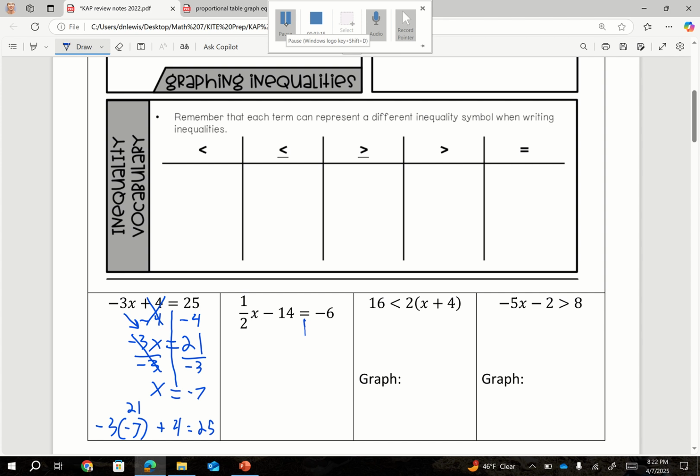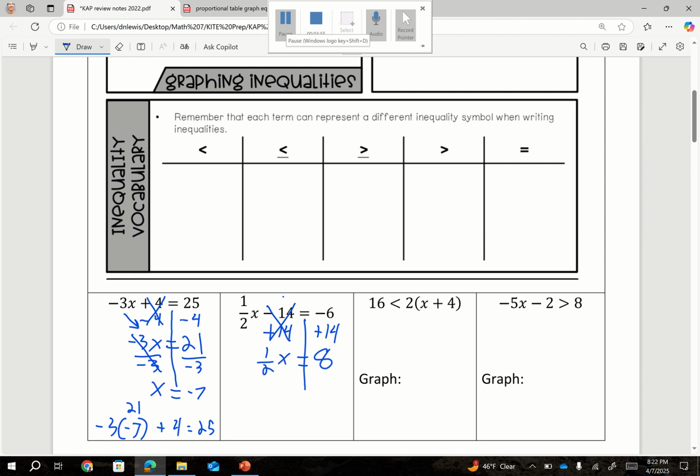Okay, here I've got a fraction. I'm still going to draw my line down the equal sign. I'm always going to start with my addition or subtraction. I've got minus 14. So I'm going to add 14, do the opposite on both sides of the equation. That again makes 0. Negative 6 plus 14. I've got a negative and a positive. Okay, my positive side wins by 8. 14 minus 6 is 8. Bring down my equals, bring down my half times x.